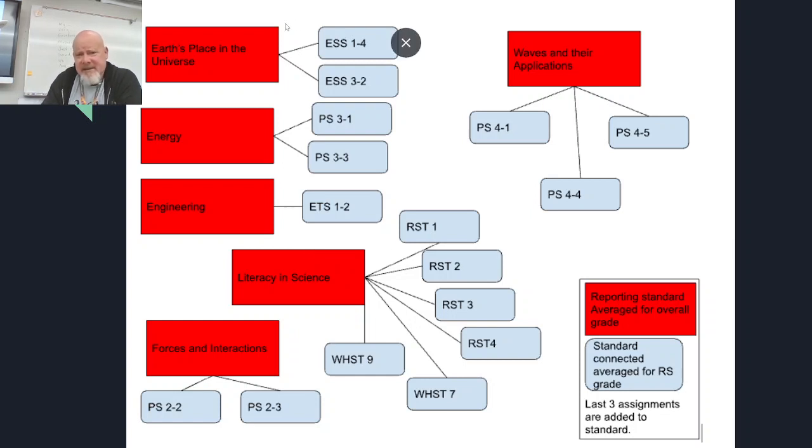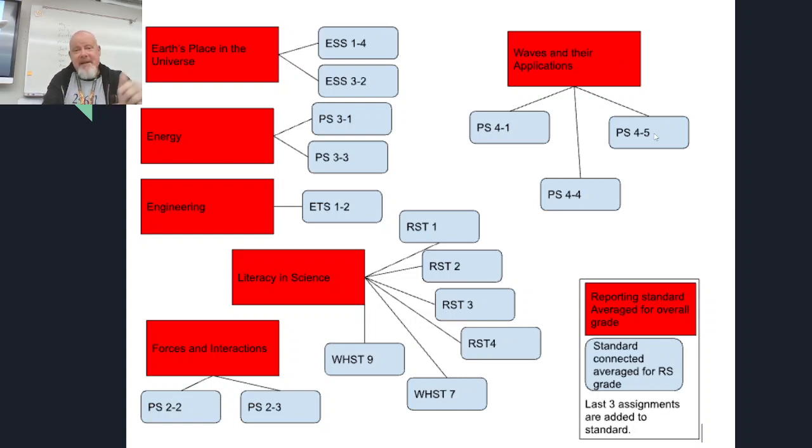So think of it like this. You have your labs, your tests, your in-class assignments, your portfolio of work. Those feed into these blue boxes right here. Those are the standards for each of those. Okay, so we take all of the grades from all of your work, and that averages into your standards. Then you take the average of all of those standards and you put it into the reporting standard. And then you take the average of all the reporting standards and put them into your grades.